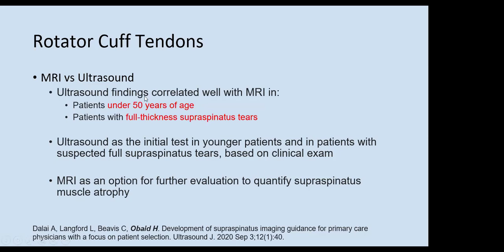Now, which test is better than the other in imaging the rotator cuff tendons? We published this article in the ultrasound journal, and we looked at the supraspinatus imaging protocol. This is what we came up with: for the supraspinatus tendon, patients under the age of 50 or patients with suspected full thickness tear, the best imaging test would be ultrasound scan. MRI scan can be useful to quantify muscle atrophy and fatty infiltration. But for these patients, ultrasound would be the first or best imaging modality.